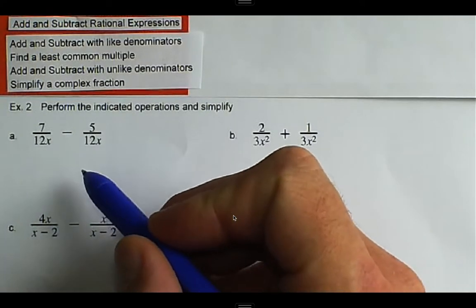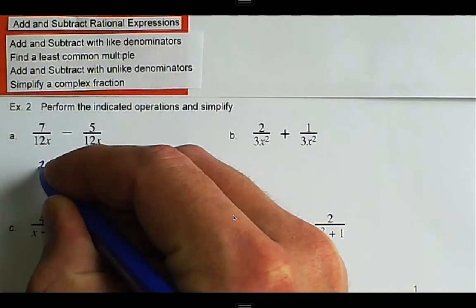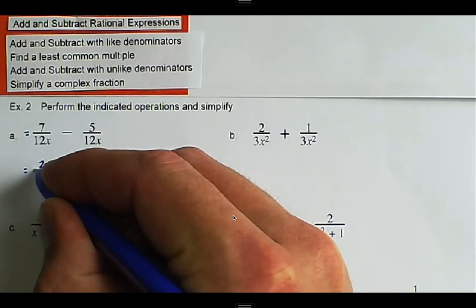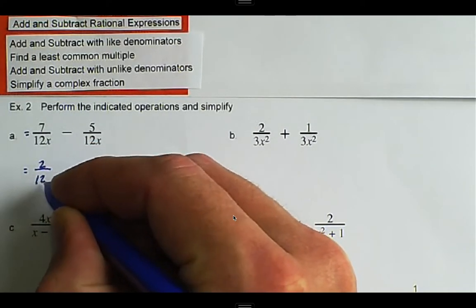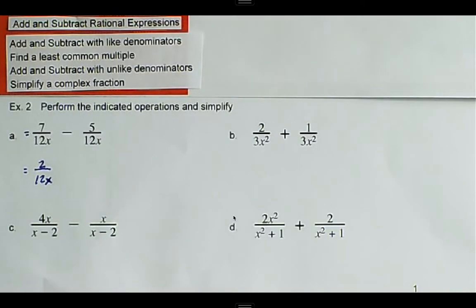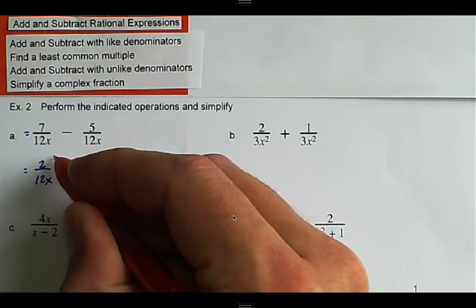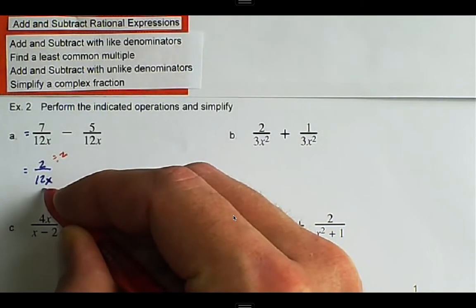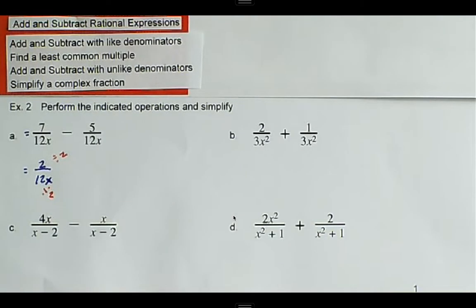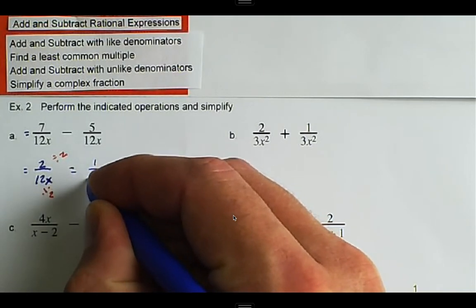So with the numerator, we just say 7 minus 5. 7 minus 5 is equal to 2. And the denominator we're just leaving alone, so that gives us 12x. And then we want to simplify our fraction. So we have a 2 in the numerator, so we can divide the numerator by 2, and the denominator can also be divided by 2. And so we get 1 over 6x.